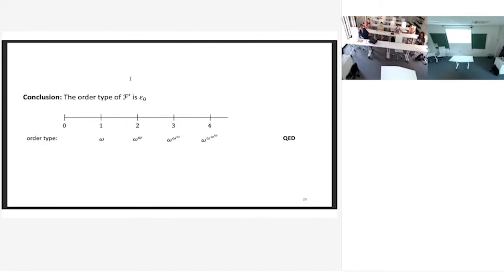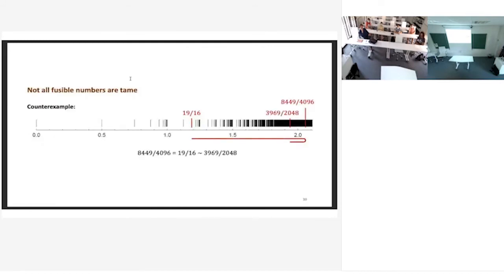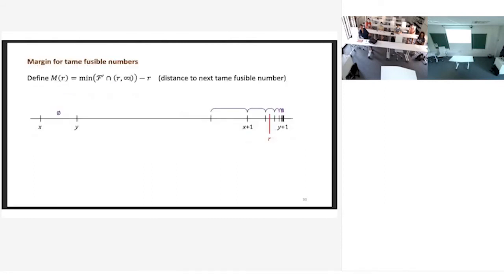Then there's also this thing about, okay, so not all fusible numbers are tame. So this is the smallest non-tame fusible number that we know of. Now regarding the algorithm M, suppose you are given a real number R, and you want to find the distance between R and the next tame fusible number that comes after R.